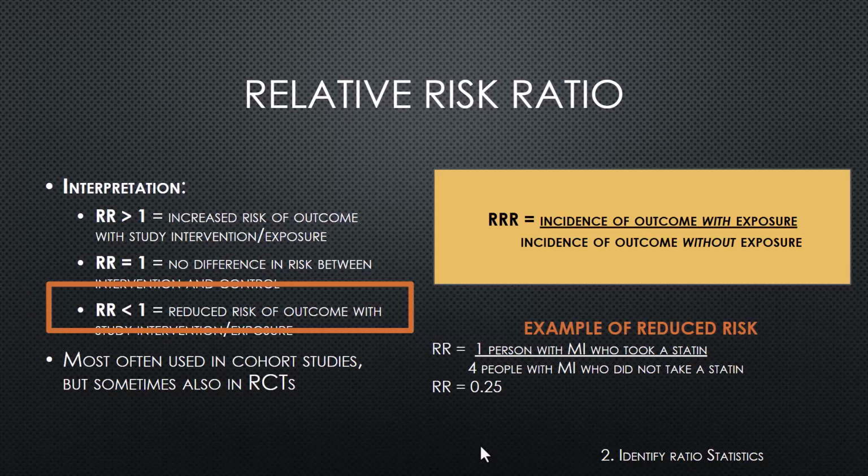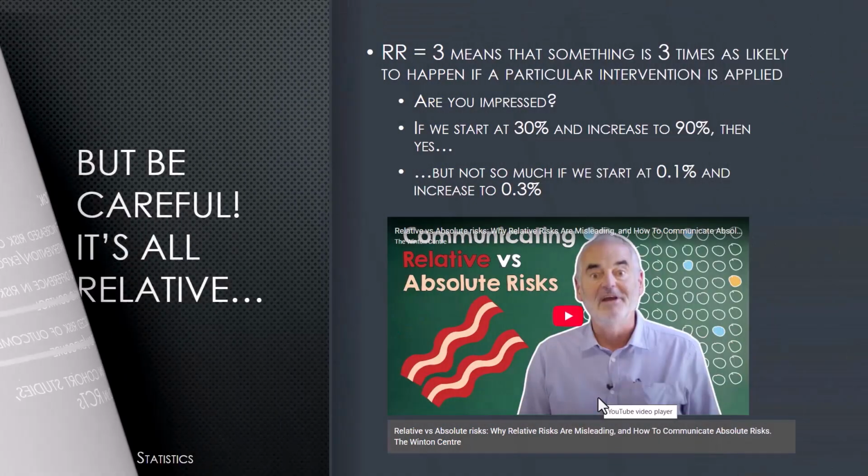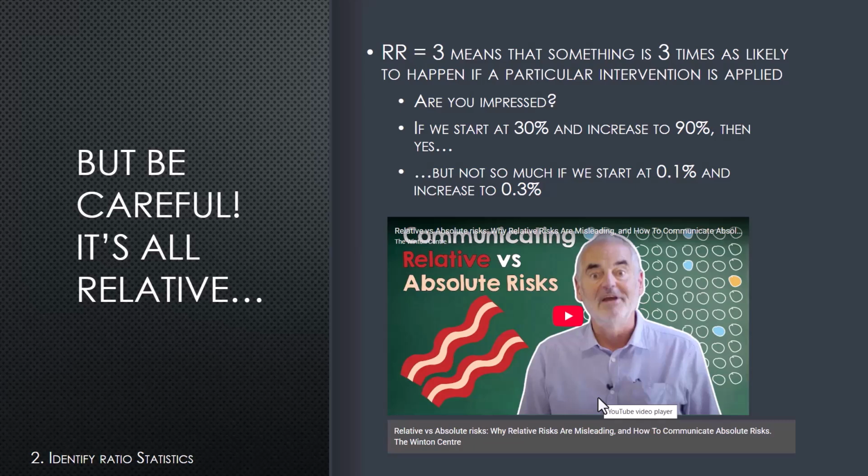those not. In our last example, looking at a relative risk less than 1, we have one person with a myocardial infarction who took a statin and 4 people with an MI who did not take a statin. So we have a reduced risk of our outcome, a myocardial infarction, for those who were exposed to the statin. Relative risk is called relative for a reason. It's all relative. Relative risks can be communicated poorly in a way where misinformation may spread.